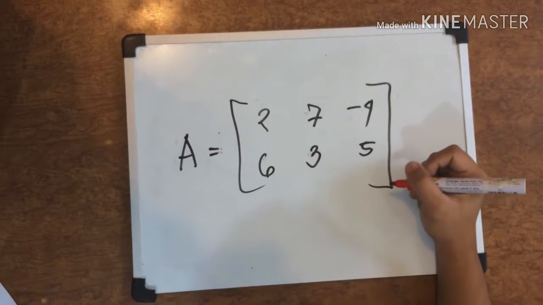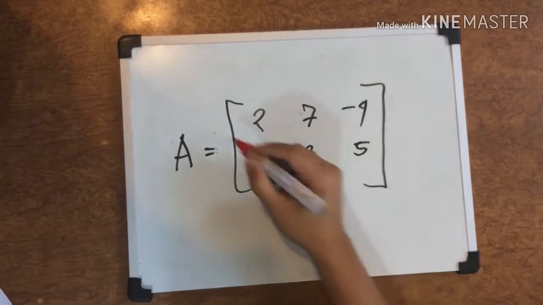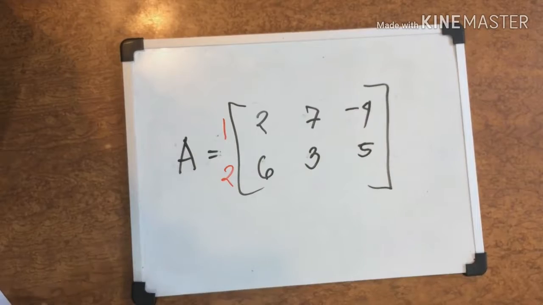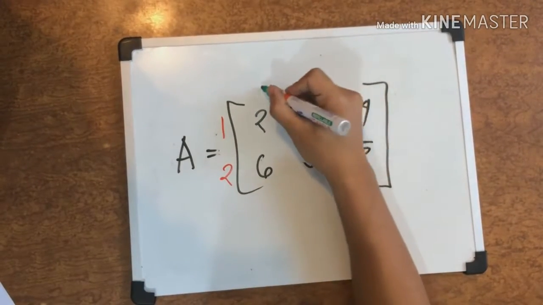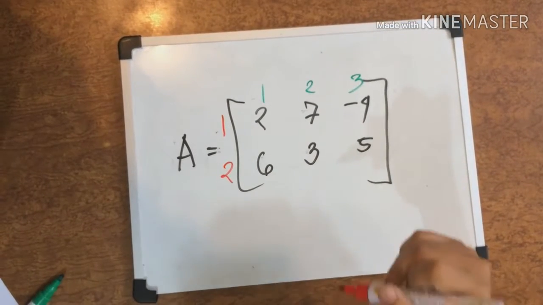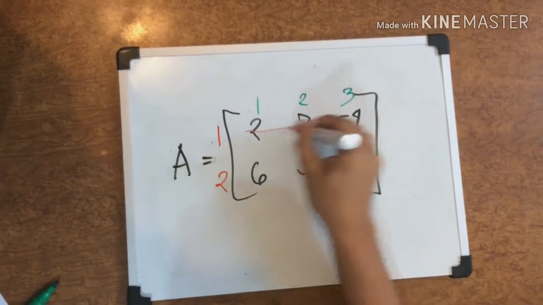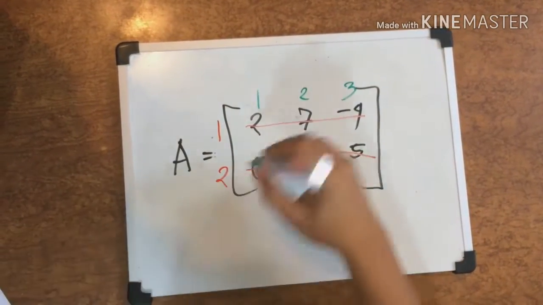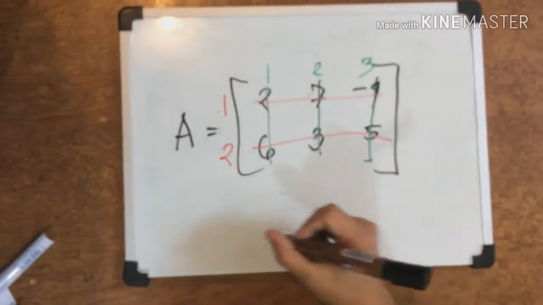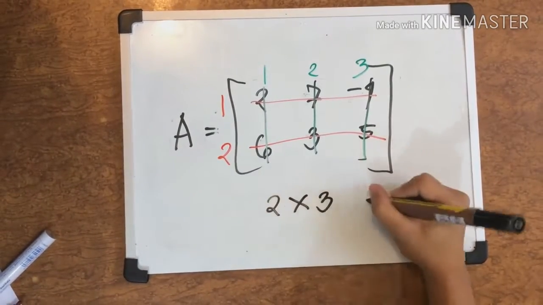So, what is the order of this matrix? This matrix has 2 rows and 3 columns. The rows are horizontal and the columns are vertical. Now, this is a 2 by 3 matrix.